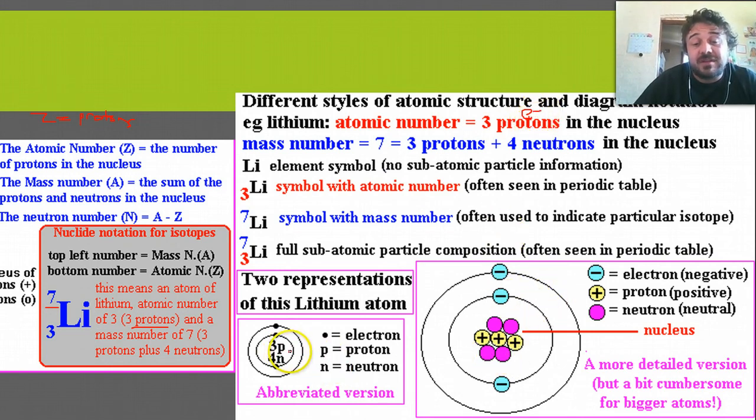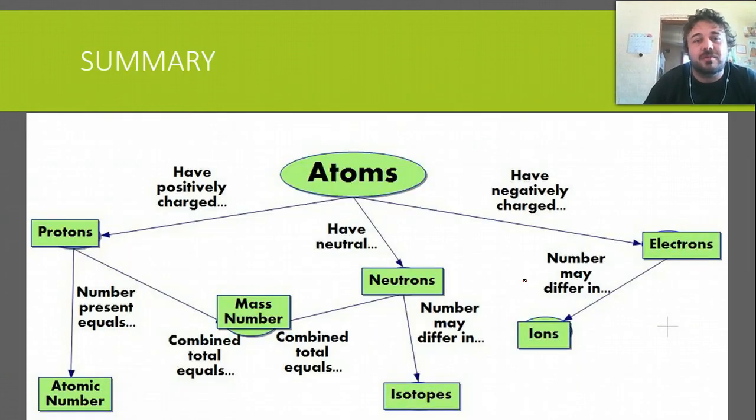Now here are two ways to draw it. You can draw it very simply down here. We write 3p, 4n, and then you put the circles around with the dots for the electrons. Or you can draw it like this. This shows how many protons are there, how many neutrons are there, and how many electrons. And that's the other way to do it. This is a much more detailed way to draw it, but when we get to very large elements, it can actually be quite cumbersome and almost not worth doing at all.